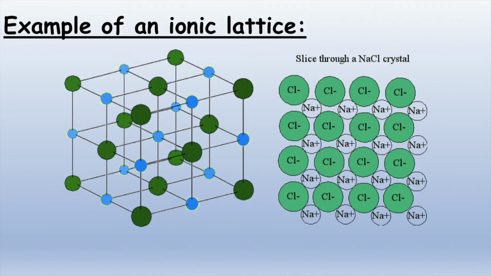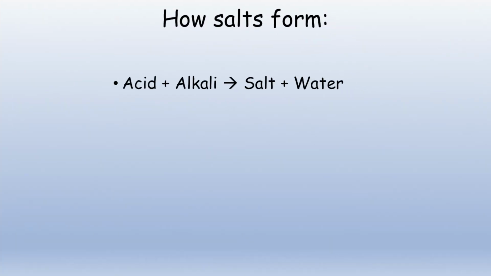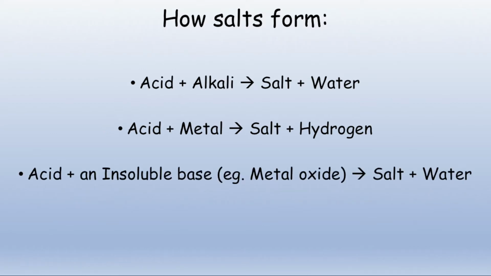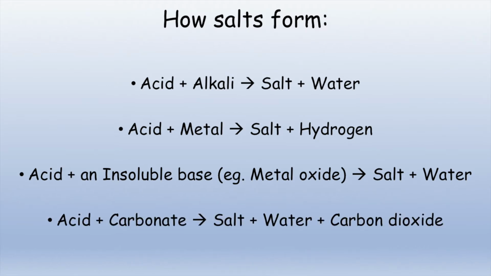For your syllabus, you'll be expected to know 4 ways in which a salt can be made. You'll have to remember the reactants and the products for these. So acid and alkali give you salt and water. Acid and metal gives you salt and hydrogen. Acid and an insoluble base gives you salt and water. So this is the important one because this is the one you need to do a required practical on. And the final one is acid plus carbonate gives you salt, water and carbon dioxide.